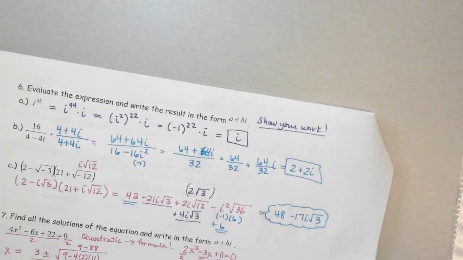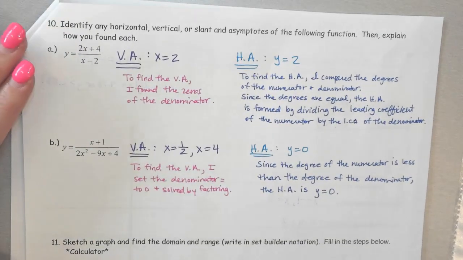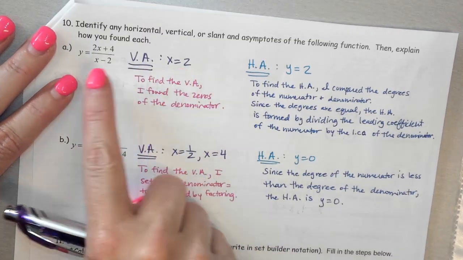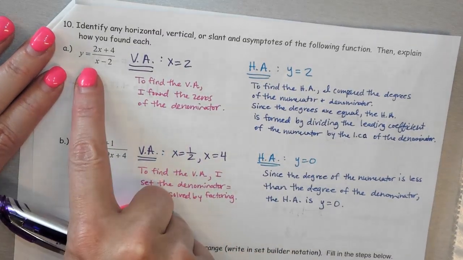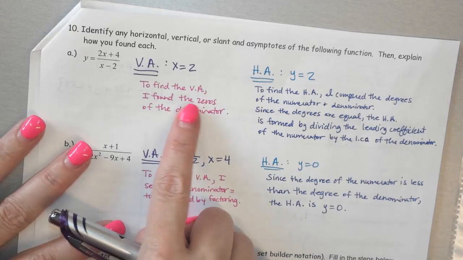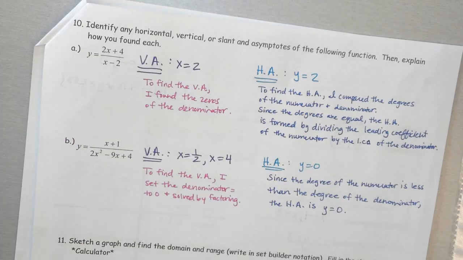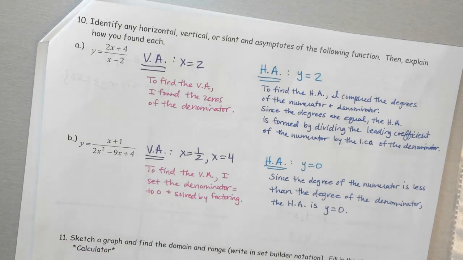Okay, and then for 10, this says that is on the no calculator portion. So we just have to know how to find those from the equation. So for the vertical asymptotes here, you're going to find the zeros of the denominator. So x minus 2, we're going to set that equal to 0 and solve. You can simply say that you found the zeros of the denominator. And you can simply say this for this one too, but for this we did have to do a little more. You can also say you set the denominator equal to 0 and solve by factoring, because for that one you did have to factor each one.